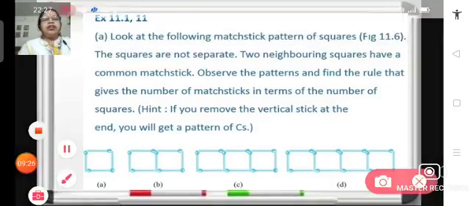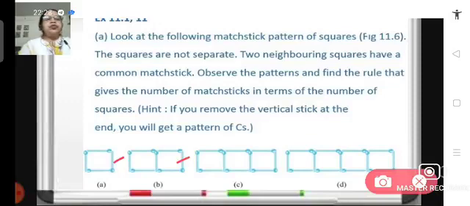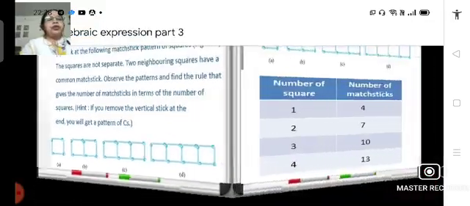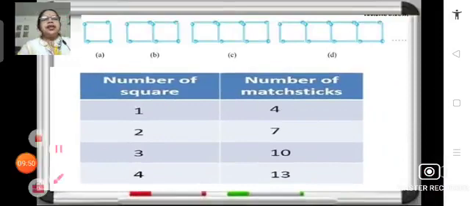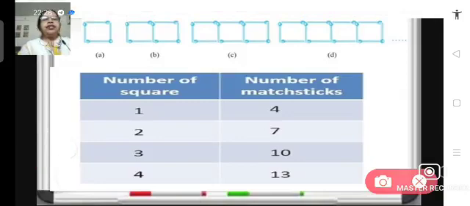So here we can remove this and we get a C. Here also if we remove this, we get 2 C's. If we remove this stick, then we get 3 C's, and if we remove this stick, we get 4 C's, isn't it? So let's solve this problem. Children, you can see that if the number of squares is 1, like in the first pattern A, then how many matchsticks are there?